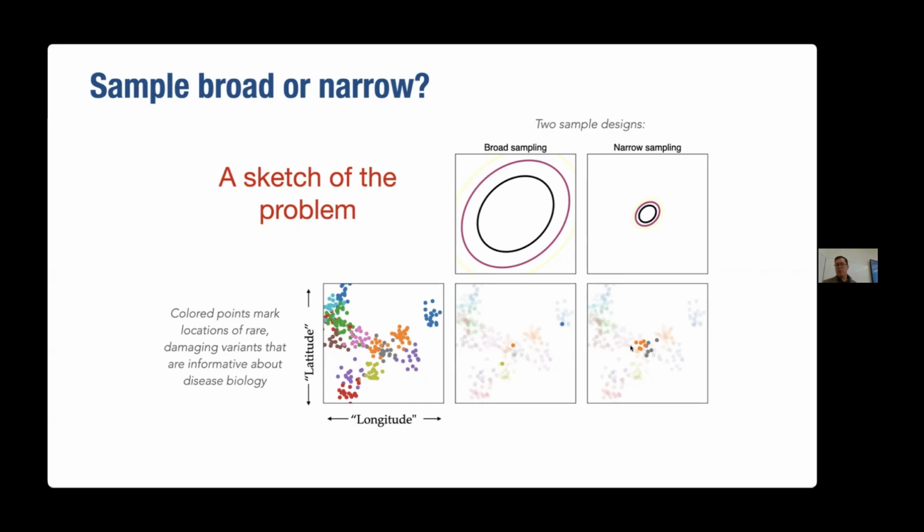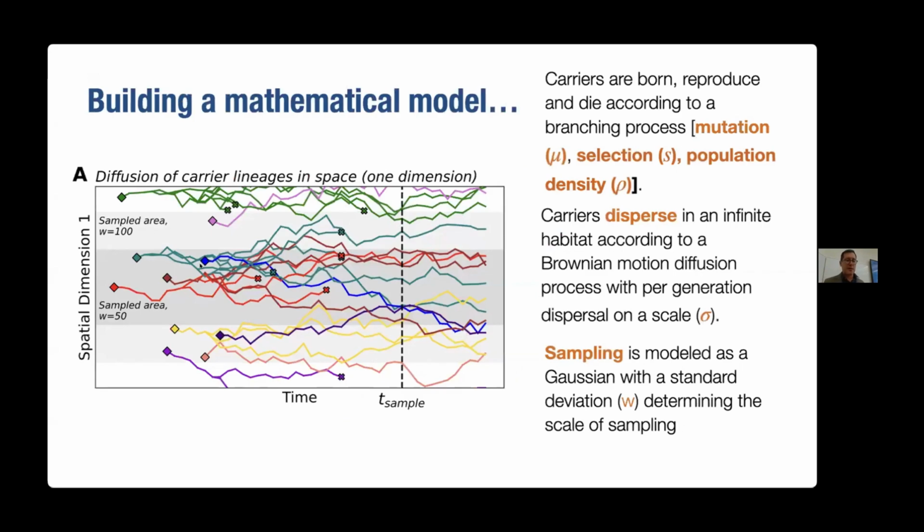And then let's say, okay, let's build a mathematical model. What I'm going to show is that the mathematical model has a notion of time in it. So I'm going to switch to a one-dimensional space and show time on the x-axis. Each of these diamonds represents the first time a loss of function variant occurred. And then this is its lifespan as it passes down through different offspring, and it's carried by multiple carriers. Those carriers die out and they're spreading geographically over time. So this is a kind of spatial birth-death process.